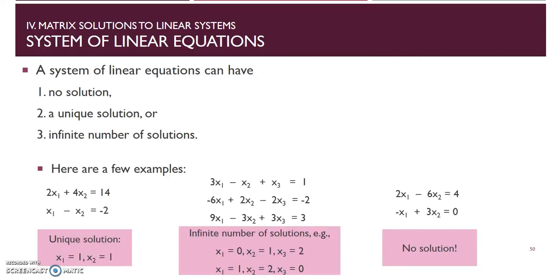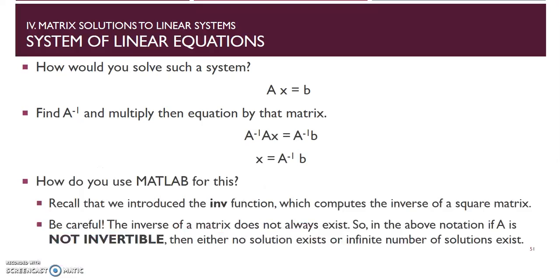Now, from linear algebra, we also know that this system may have no solution, or it may have exactly one unique solution, or it may have an infinite number of solutions. Here, I have provided three systems regarding each of these cases. You may want to know them to refresh your mind about linear algebra. So how would you solve this matrix system in general?